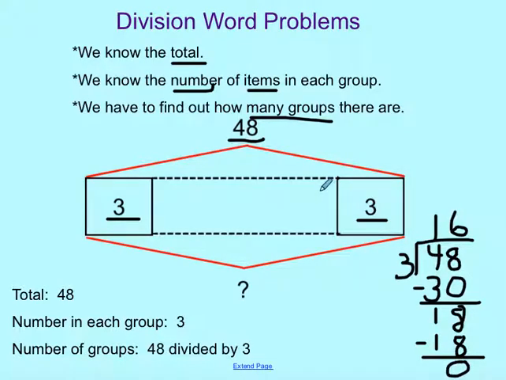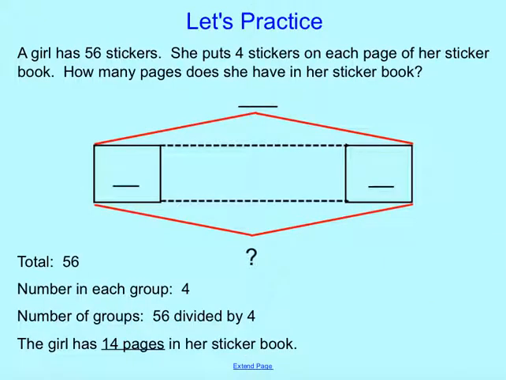I would have had to draw 16 boxes, but because I didn't know how many to draw, I used the dotted lines. In this case, there are 16 groups. Let's try a problem like this. A girl has 56 stickers. She puts 4 stickers on each page of her sticker book. How many pages does she have in her sticker book?